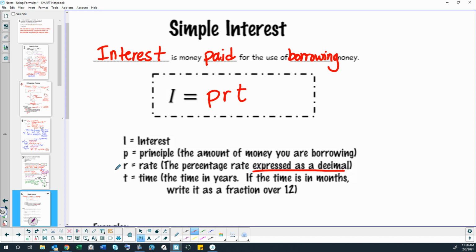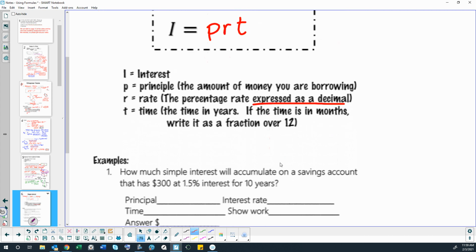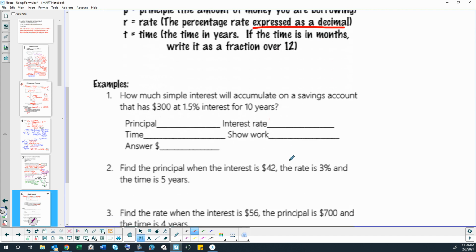T is time in years. If the time is in months, then you have to actually divide it by 12 to turn it into years, because there's 12 months in a year. Okay, let's look at some examples.